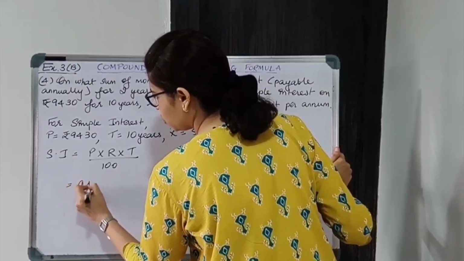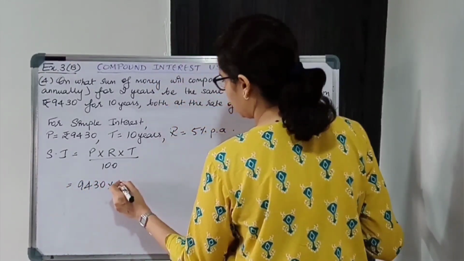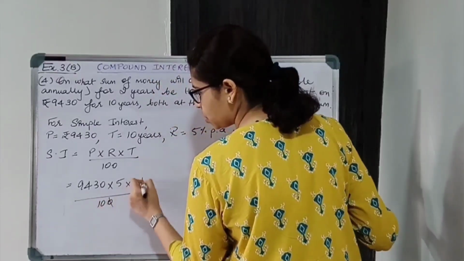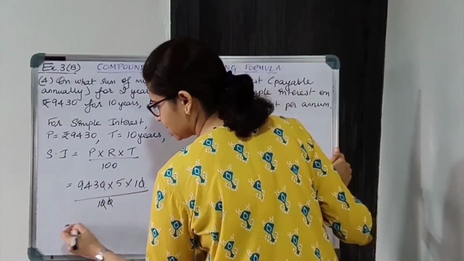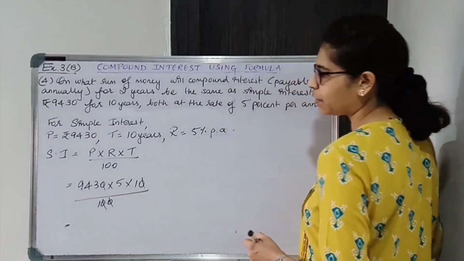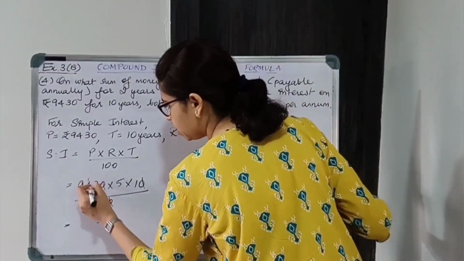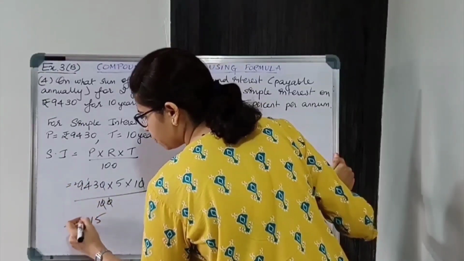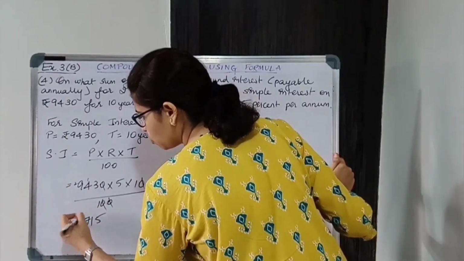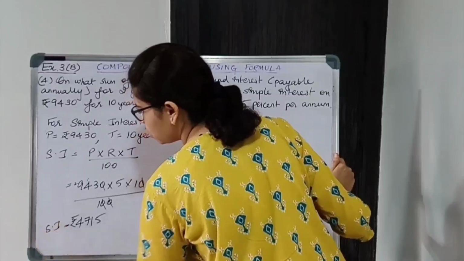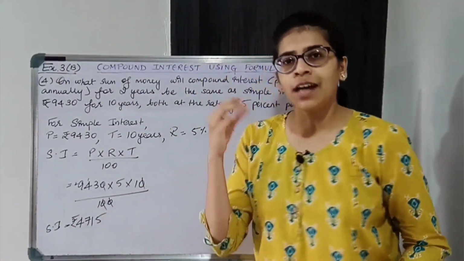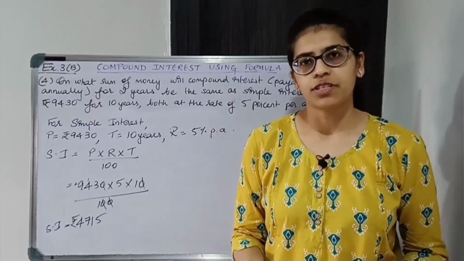So 9430 into 5 into 10 upon 100. So the zeros get cancelled. We are left with 943 into 5. 3 fives are 15, 5 fours are 20 plus 1, 21. 9 fives are 45 plus 2, 47. So rupees 4715 is the simple interest. Okay, so we found simple interest. Now we'll calculate compound interest.